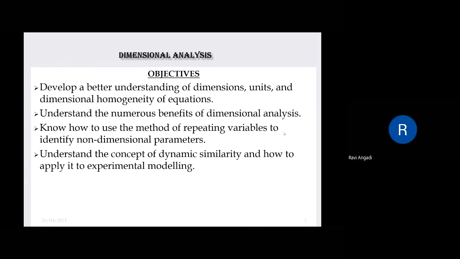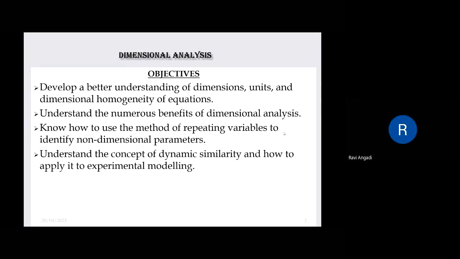Okay, so these are some of the advantages of dimensional analysis and where it will be used. Again we'll discuss the model and prototype, how it will be applicable, and how to take the dimensions of different variables.